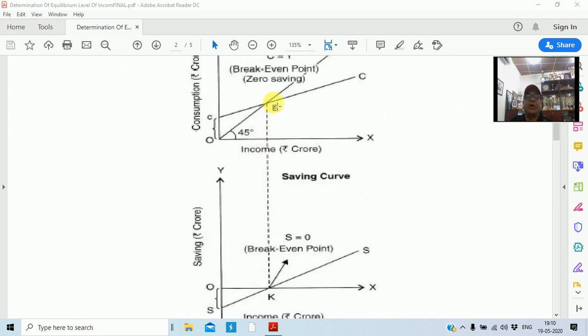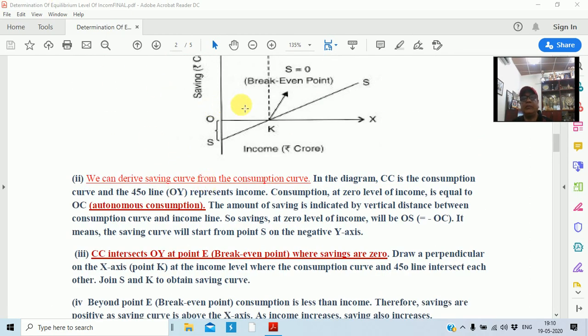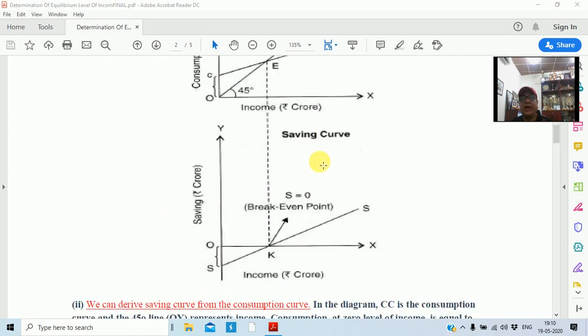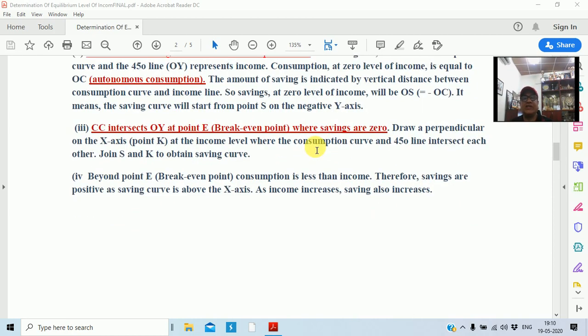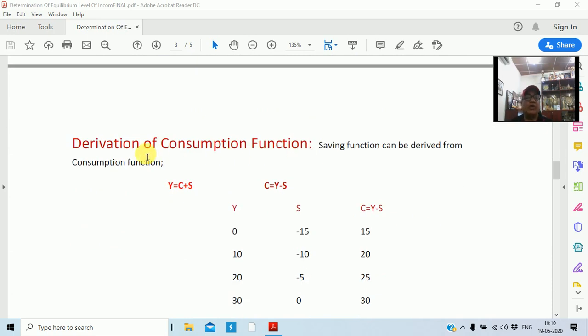CC intersects OY at point E, where savings are 0. At point E, Y is equal to C. Income is equal to consumption, where savings are 0. Then beyond point E, consumption is less than income, therefore savings are positive. If you go up beyond that point, your consumption is less than income, or income is more than consumption, and that's why your savings are positive. This is how we can derive the saving function from the consumption function. Just the opposite now: how to derive the consumption function? We know Y is equal to C plus S. So therefore C is equal to Y minus S. We are just going in reverse.